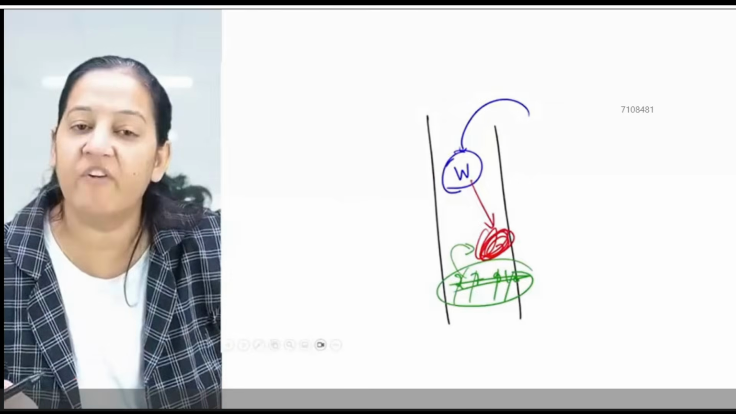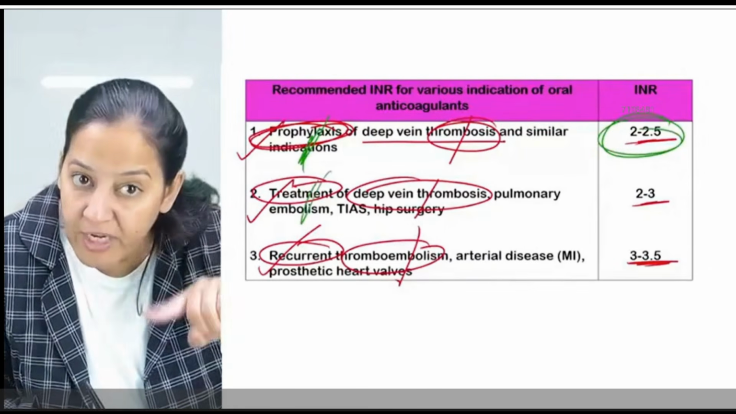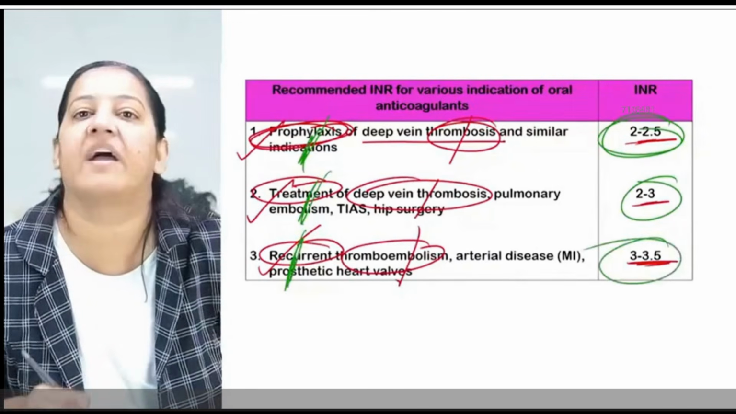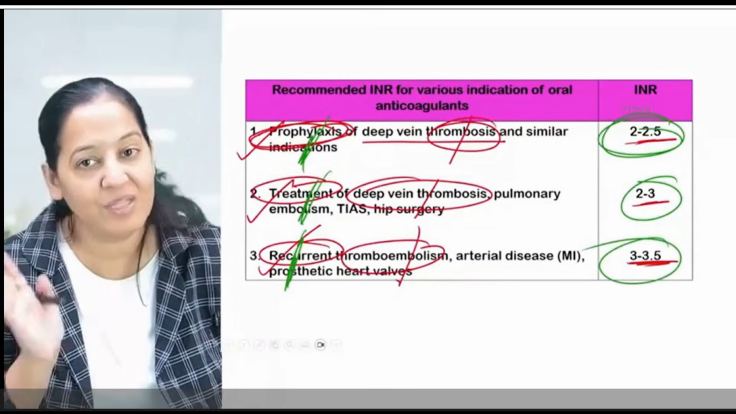If I am giving it for prophylaxis of DVT, I will give a low dose. If I give it for treatment, I will give a little bit higher dose. And if there is recurrent DVT, I will give an even higher dose to maintain that. Respond, people. Are you getting it? So these are the guidelines.